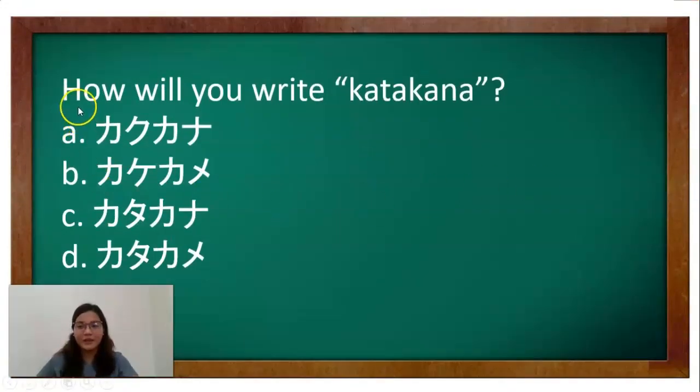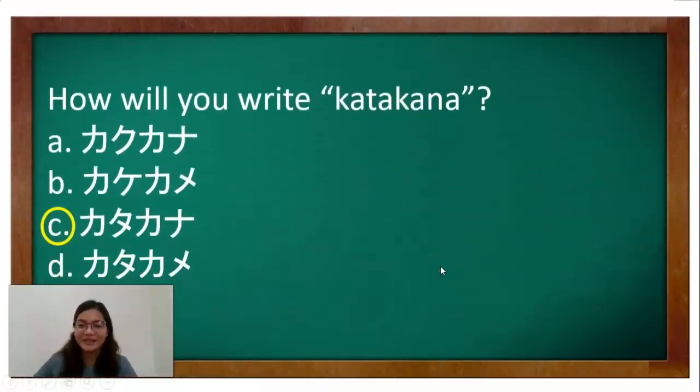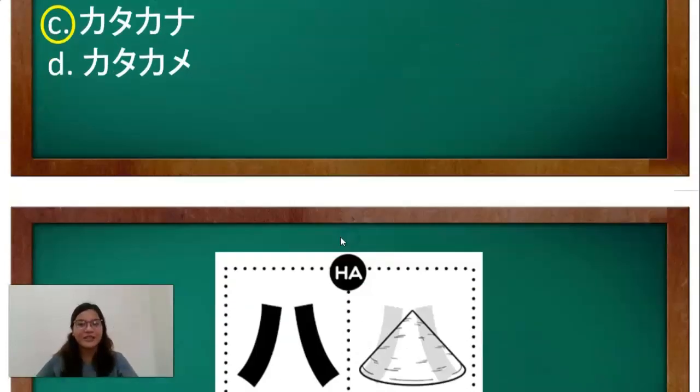Okay, here's the question. How will you write katakana? A, B, C, or D? And the correct answer is letter C. Okay, good job for that.